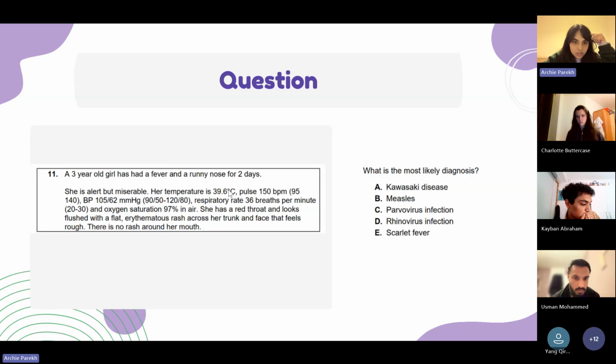She's a 3-year-old girl who had a fever and a runny nose. Temperature is really high. What else is high? Her respiratory rate is high. She has a red throat, looks flushed with a flat erythematous rash across her trunk, and it feels rough. So yes, like you guys have mentioned, it's scarlet fever.